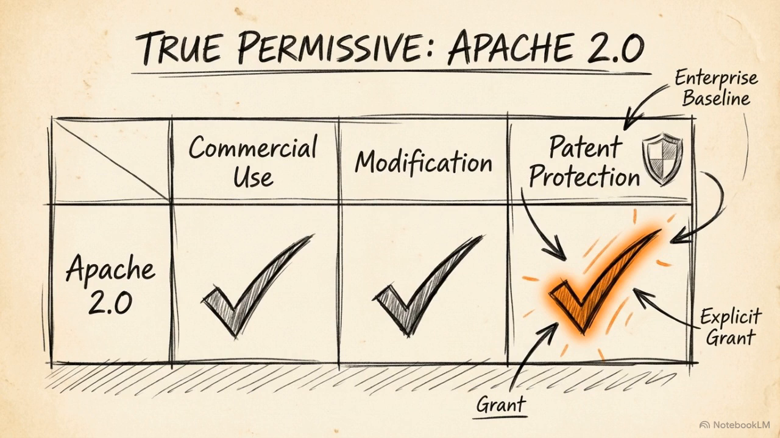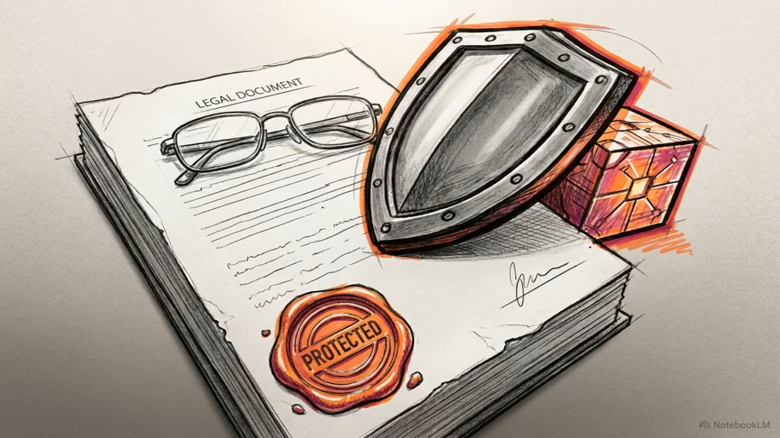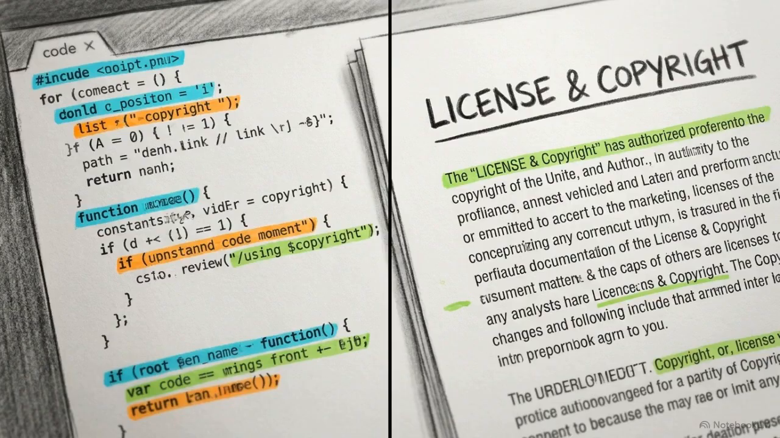Notice the patent protection column. Apache 2.0 includes an explicit patent grant from the contributors who created the model. This clause creates a legal buffer for startups and enterprises, providing a layer of protection against patent litigation targeting the foundational technology. Using Apache 2.0 requires systematic internal tracking, as you must include the original copyright notice and license text in every derivative version you distribute.